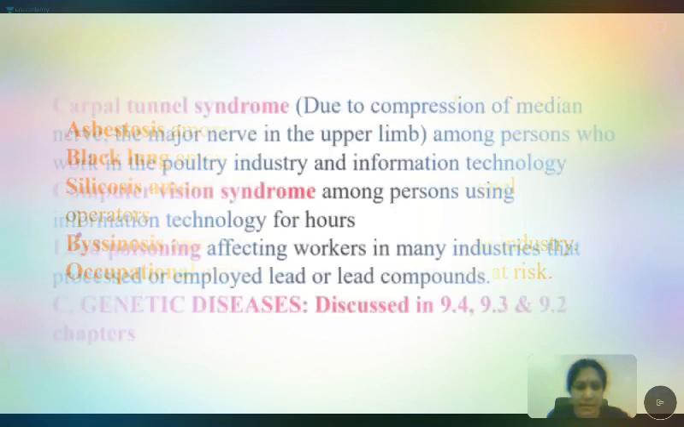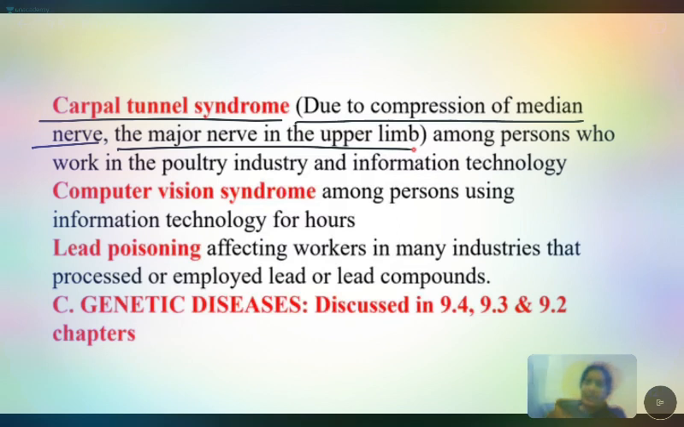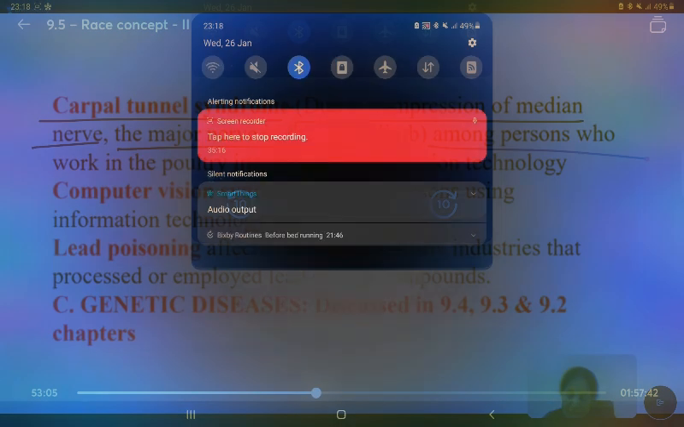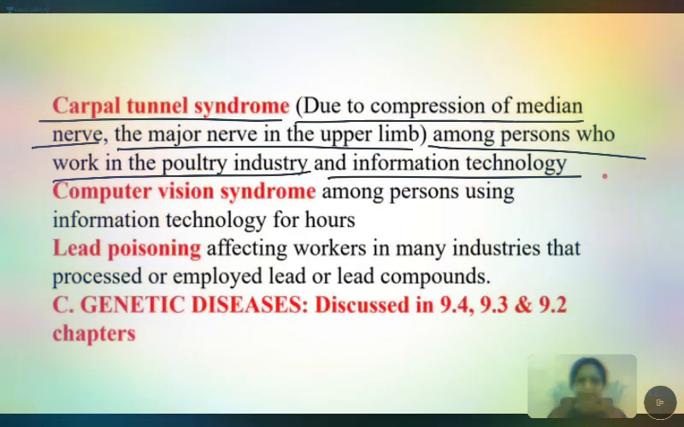Next, in the same way, carpal tunnel syndrome. Memorize the name. It is due to compression of the median nerve, the major nerve in the upper limb, a nerve that originates here and extends till here. Why will that undergo compression? Because of working in this position, typing. So software professionals can get this disease more commonly, because they are constantly working in this position. It is also seen among persons who work in the poultry industry, information technology, etc. Poultry industry, because they keep collecting the eggs like this. Is it clear?